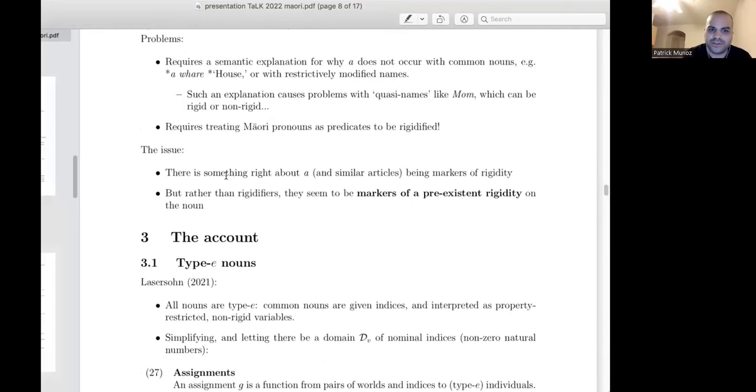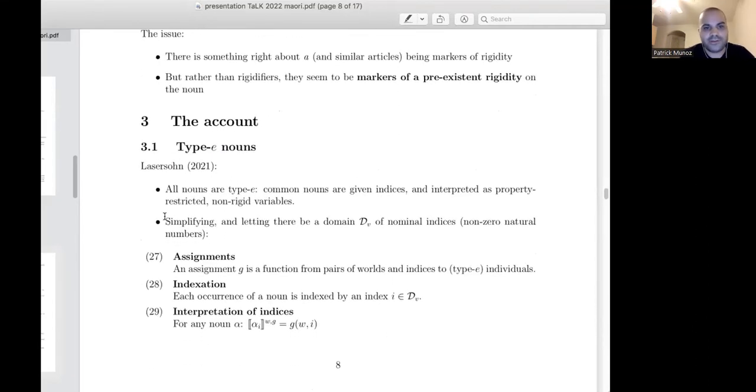So the issue is, I think there is something right about a and similar articles being markers of rigidity, but rather than rigidifiers, I take them to be markers of a pre-existent rigidity on the noun. And so a will introduce a presupposition that the noun is rigid. So very briefly, the implementation of this, I'm following Laserson's recent proposal to this effect. You can look at the paper if you want the details. I'll simplify it here. But he proposes that all nouns are of type E, and they all introduce variables.